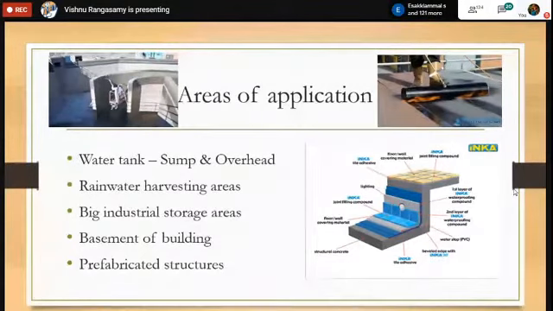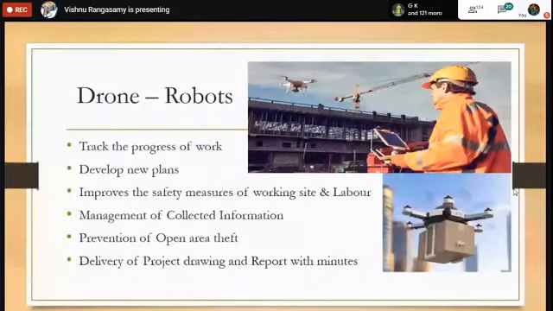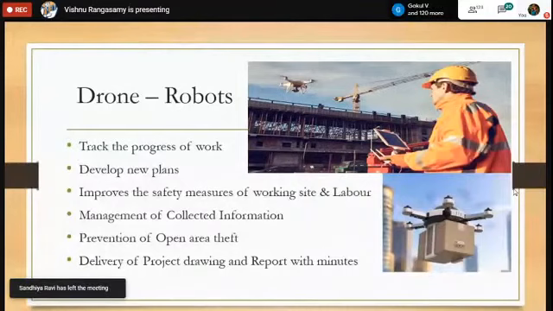So drones, as I already told, are playing a major role. You can track the progress of the work. An MD will be sitting in the room, and a person who is operating the drone will give an overall site view. If the owner calls, he will have an overall site view. He will be sitting in the office, having a live video of what is taking place in and around the site.